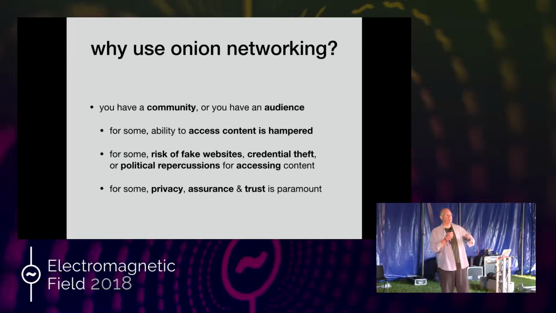Normally, I would be talking to an audience of privacy activists about onion networking, and I would say something like, if you have a community or an audience who face censorship, if access to real news or real content is hampered, if there's a risk of fake government websites or fake non-government websites lying about the state of the universe, or if there are political or social repercussions for accessing websites about gender and sexuality and so forth, or if you need additional privacy assurance and trust, you might want to use onion networking.